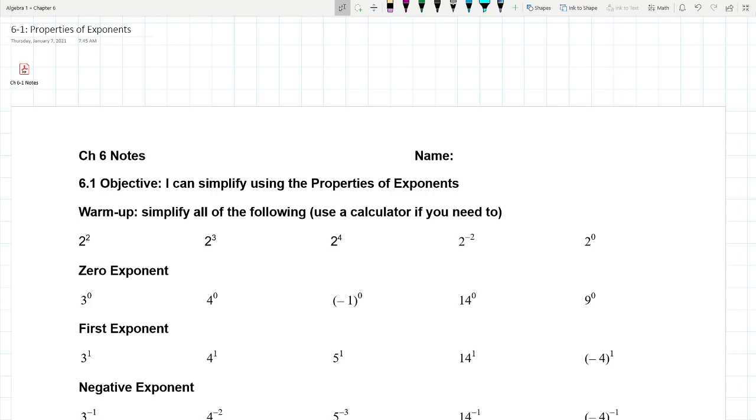This is Chapter 6-1, Properties of Exponents. Today's objective is that you can simplify using properties of exponents. Warm-up: simplify all the following, using a calculator if you need to.